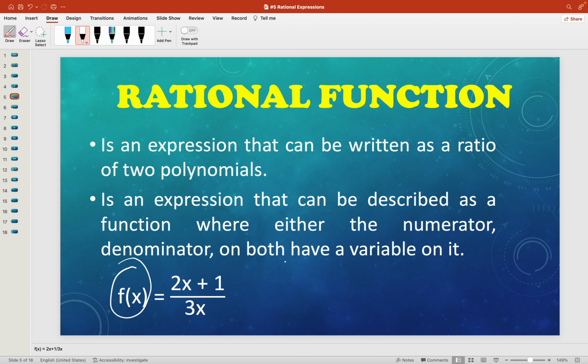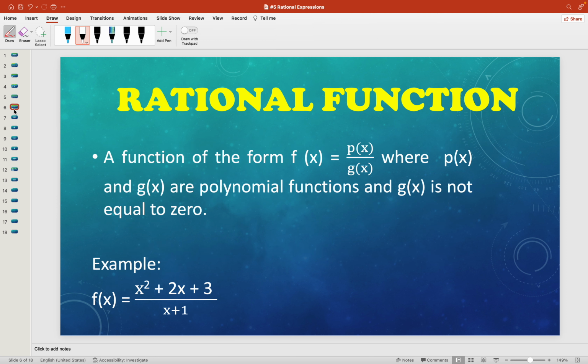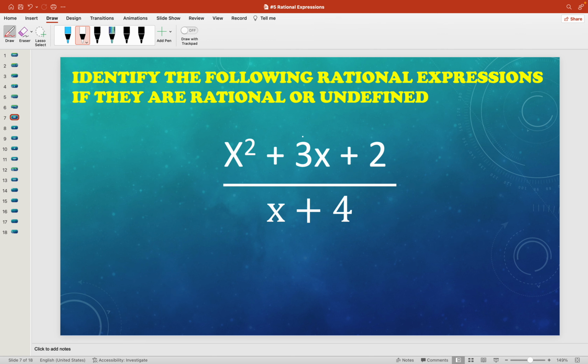Then next, a rational function is a function of the form f of x is equal to p of x all over g of x, where p of x and g of x are polynomial functions and g of x is not equal to 0. As I have said, our g of x should not be equal to 0, because if the g of x, or the denominator, is equal to 0, as I have said, this is undefined. Okay, so let us have our examples here.